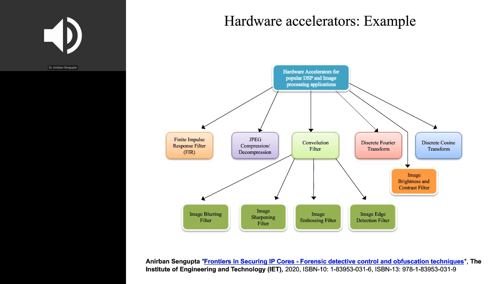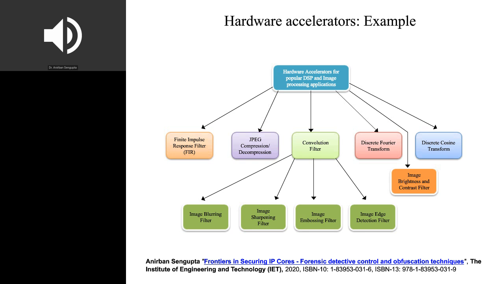We could think of convolution filters, for example, image blurring filter, image sharpening filter, image embossing filter, and image edge detection filters. Now, image edge detection can be performed using Laplace edge detection, Sobel filter, Prewitt filter, and several others. The fourth type of hardware accelerator is the discrete Fourier transform, and the fifth one is the discrete cosine transform, and of course, we can have an image brightness and contrast filter also.